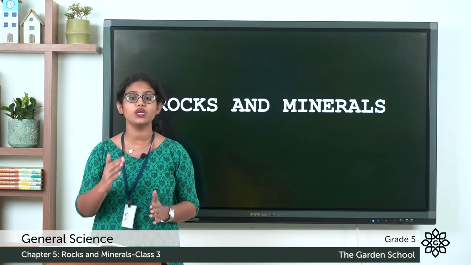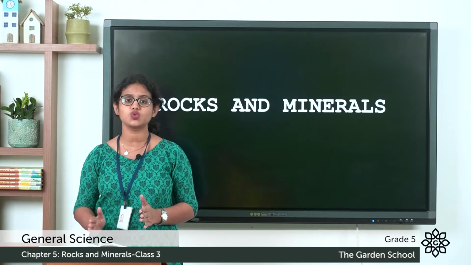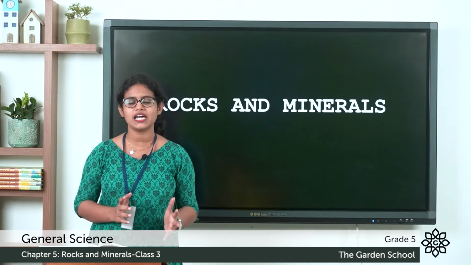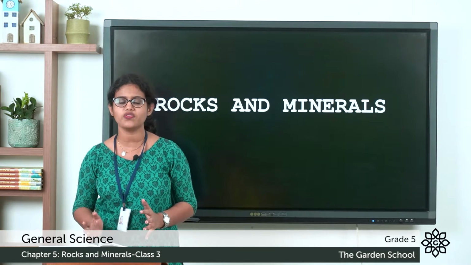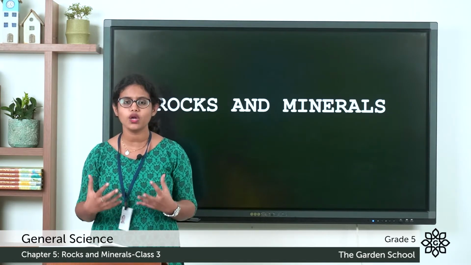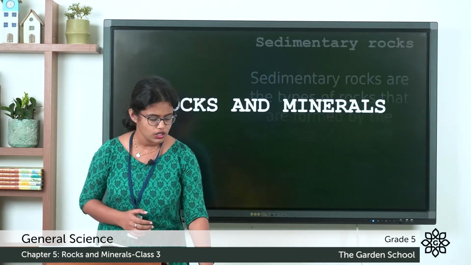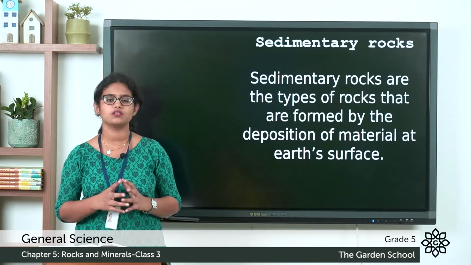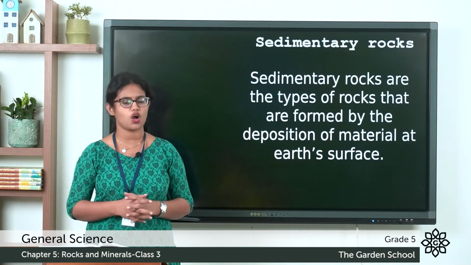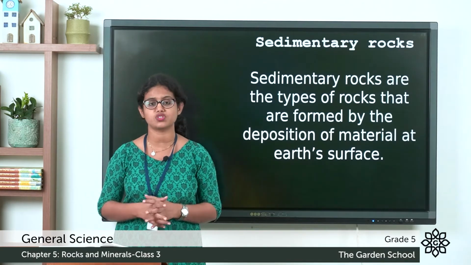So today we are going to learn about the next two rocks, that is the sedimentary rocks and the metamorphic rock. And we are going to learn how these rocks are formed. So coming to the first one, that is the sedimentary rocks. So what are sedimentary rocks?